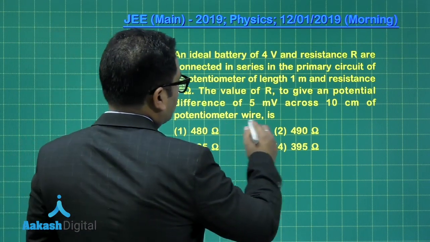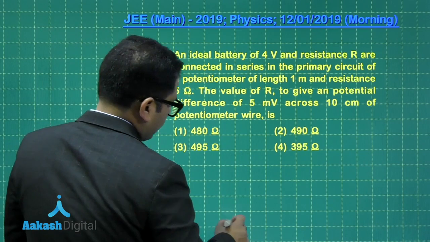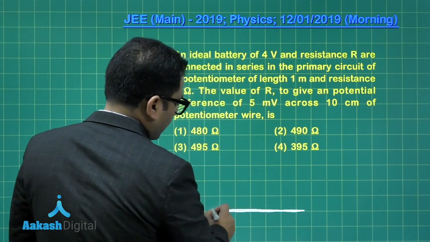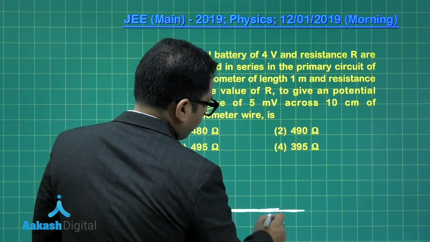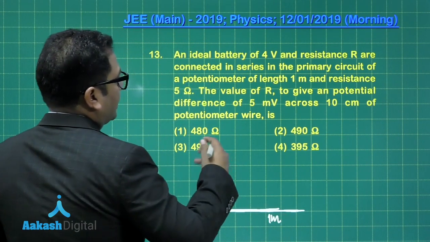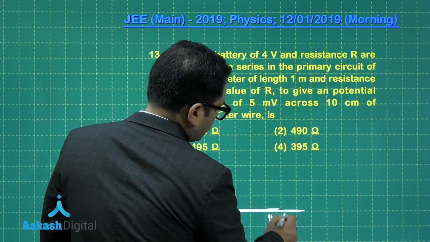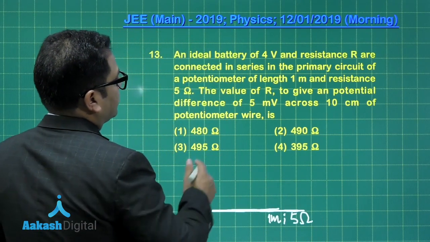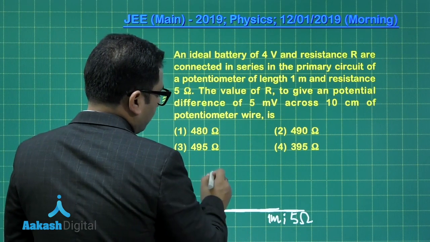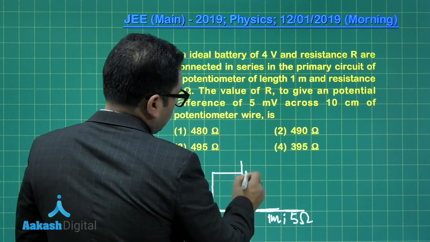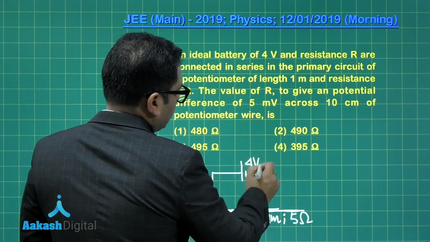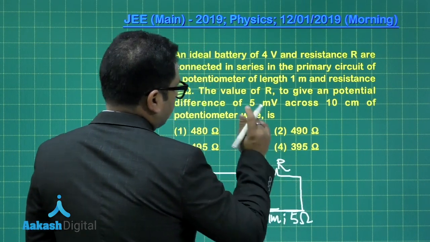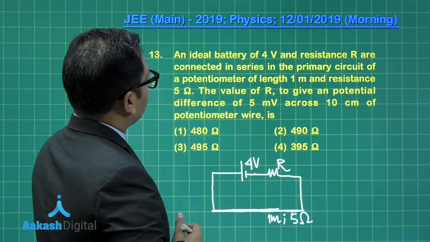a potentiometer of length 1 meter. So here is a potentiometer of length 1 meter, and the resistance of this potentiometer is 5 ohm. Now it says that there is an ideal battery of EMF 4 volt and there is a resistance R which has been connected in series there.